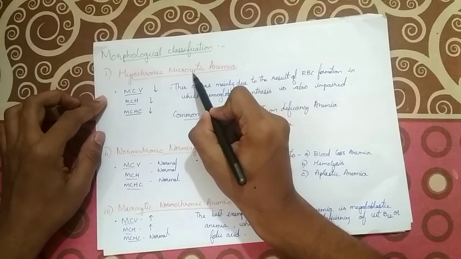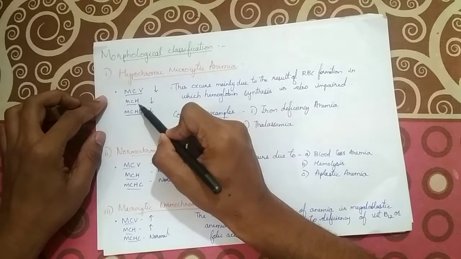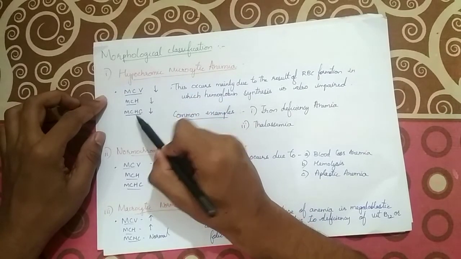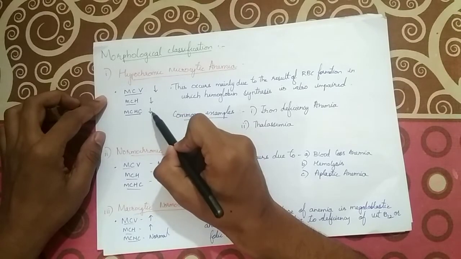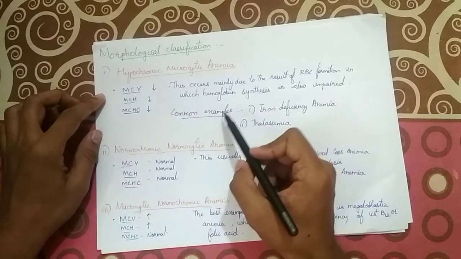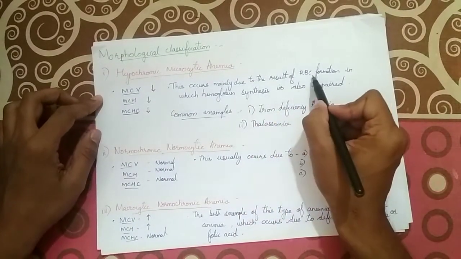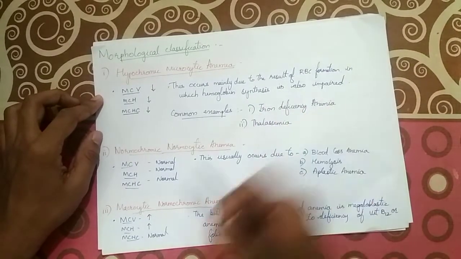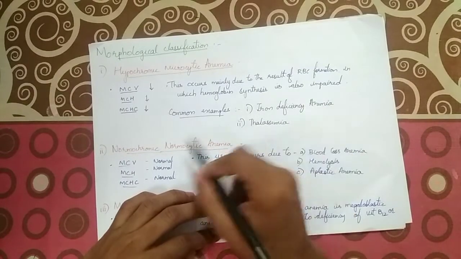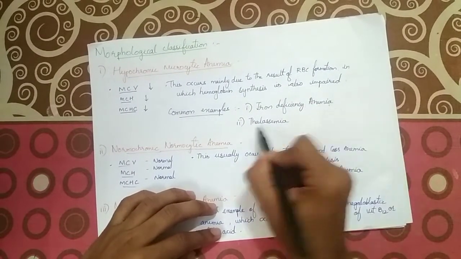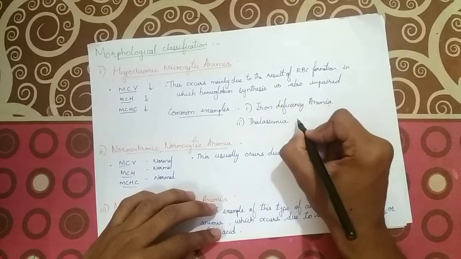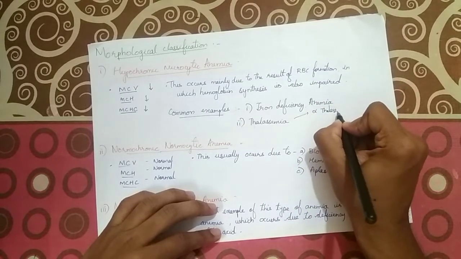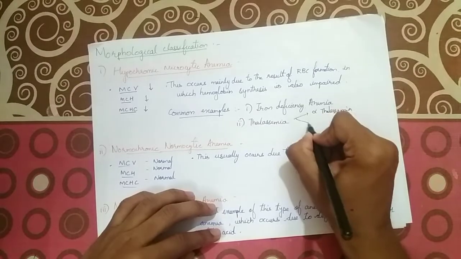So the MCV will be decreased, MCH or mean corpuscular hemoglobin also will be decreased, and MCHC, mean corpuscular hemoglobin concentration, also will be decreased. This occurs mainly due to the result of impaired RBC formation, in which hemoglobin synthesis is also impaired. The common examples in this case are iron deficiency anemia and thalassemia. Thalassemia can also be divided into alpha thalassemia and beta thalassemia.